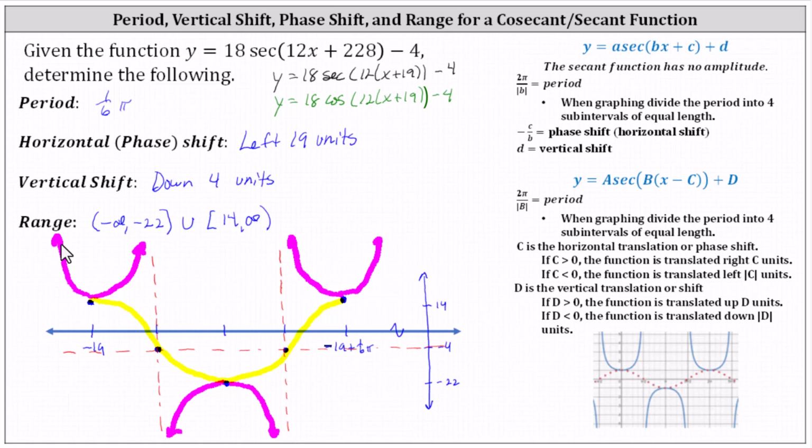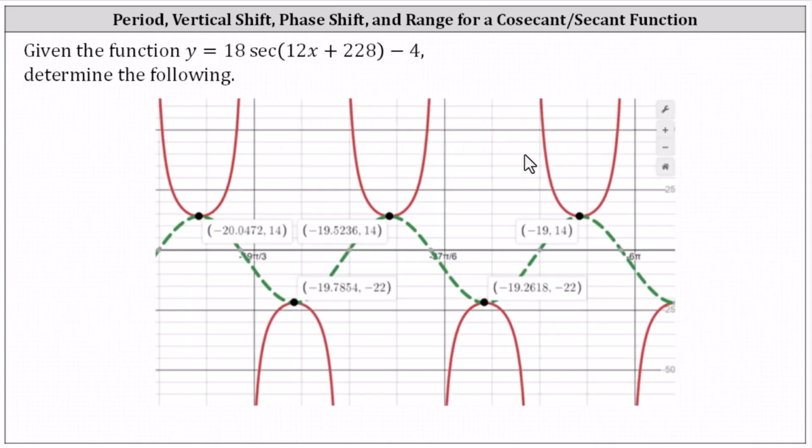Looking at the graph below, notice the range is negative infinity to negative 22, including negative 22. Union, looking above, the range is from 14 to infinity, including 14. And before we go, we can verify the graph using Desmos, which I've done here. I hope you found this helpful.